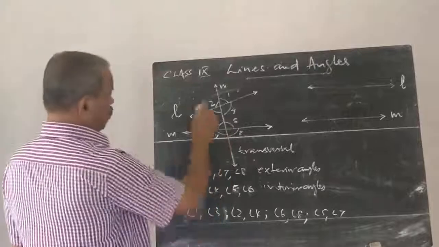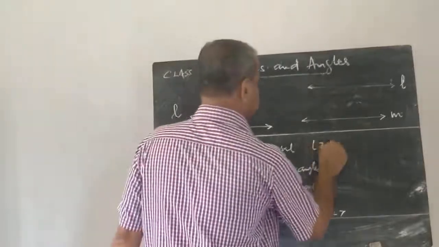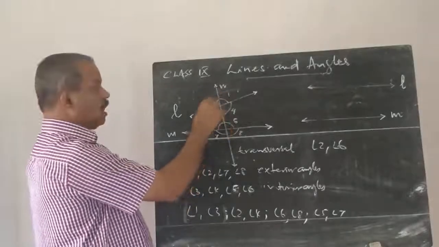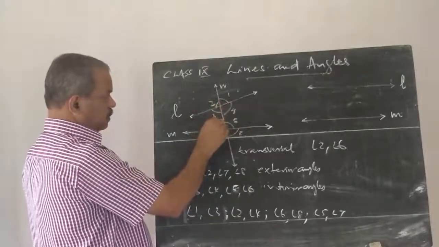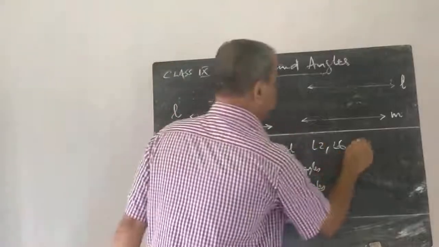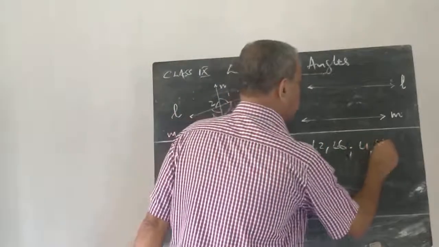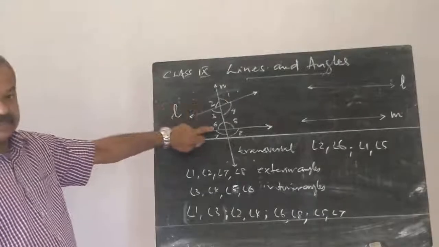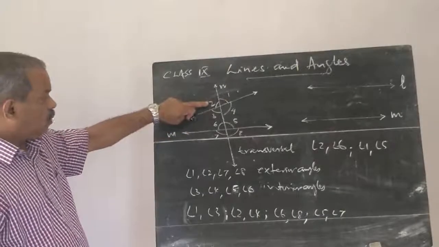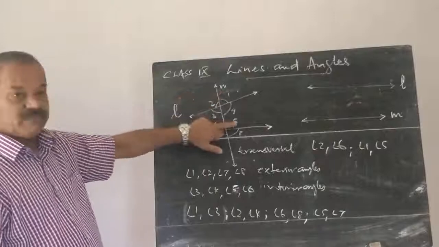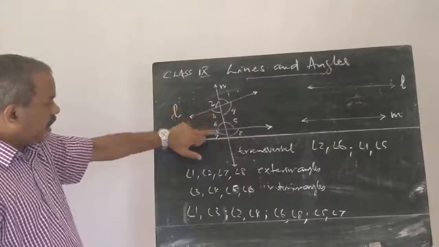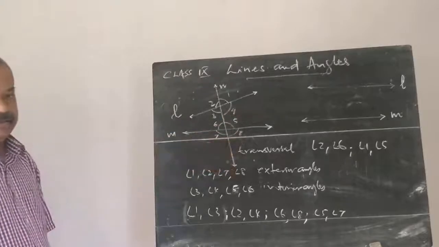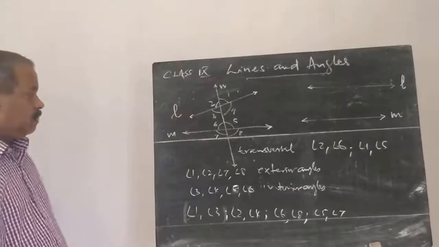Angle 2 and angle 6, angle 1 and angle 5 are corresponding angles. Similarly, angle 3 and angle 7 are also corresponding angles. Angle 4 and angle 8 are corresponding angles.